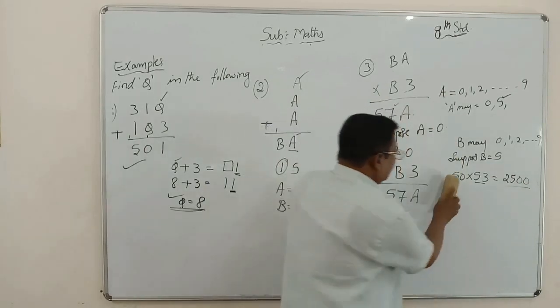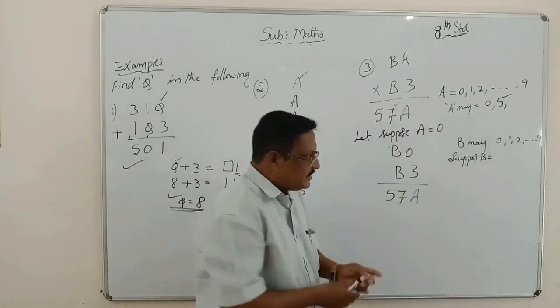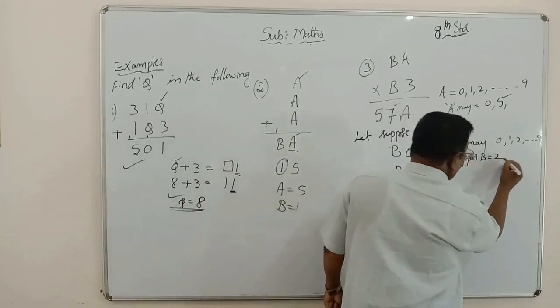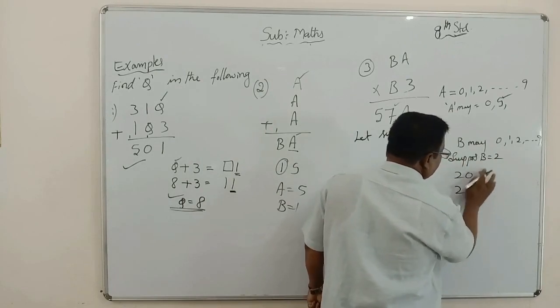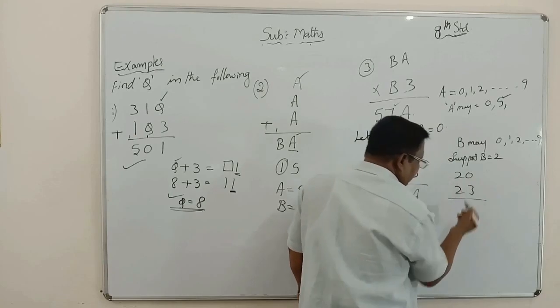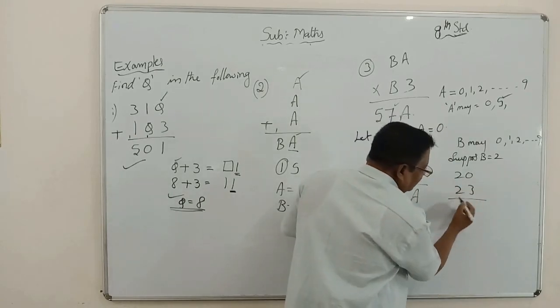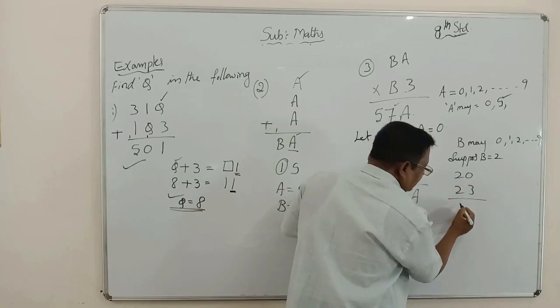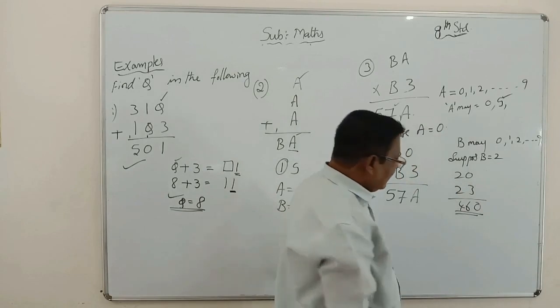Just you take B is equal to 2. Suppose B is equal to 2, 20 into 23. See here, 20 into 23. See, 23 times 0 is 0, 23 times 2 is 46, so 460.